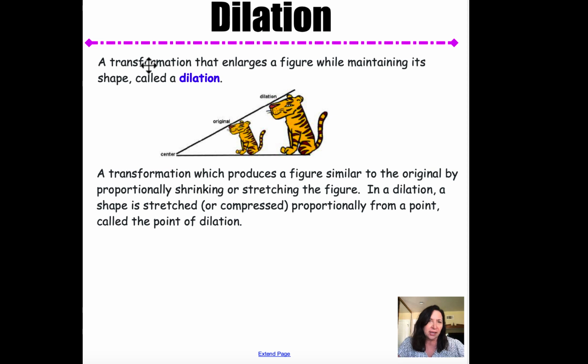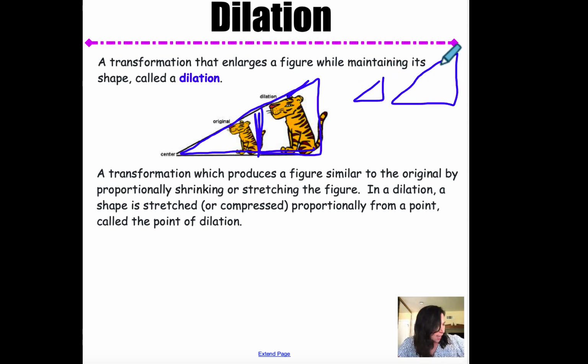Basically, a dilation is a transformation that enlarges a figure while maintaining the shape. We call that a dilation. And so in this case right here, if I were to cut this guy off like this and then come back up and do this like this, what I would get again were these 2 triangles that you saw on that previous screen. I'm going to have a larger one and a smaller one. And then by having these 2 triangles, I'm going to be comparing the sides.